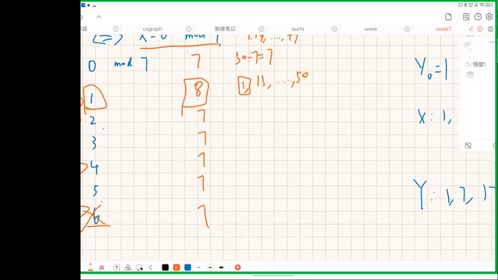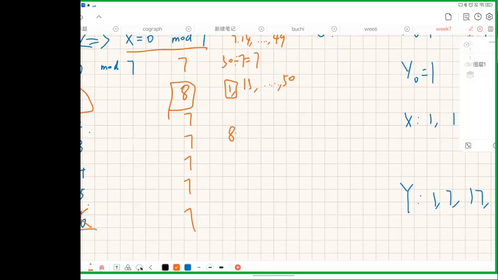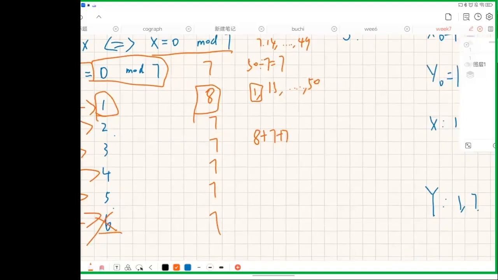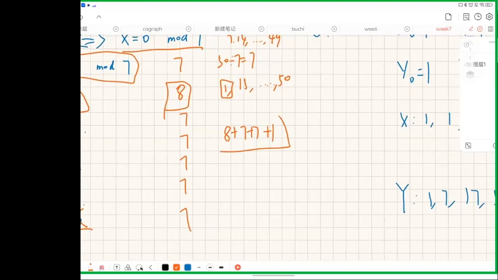So we know that it's 8 plus 7 plus 7. But remember, can we include anything with this? We can only include 1, right? Just one element from this. Because if we include 1 of these and sum it with any other thing which is not a multiple of 7, then it's okay. But if we include 2, the sum of them must be a multiple of 7. So we can only add 1 again. And this is the final answer.